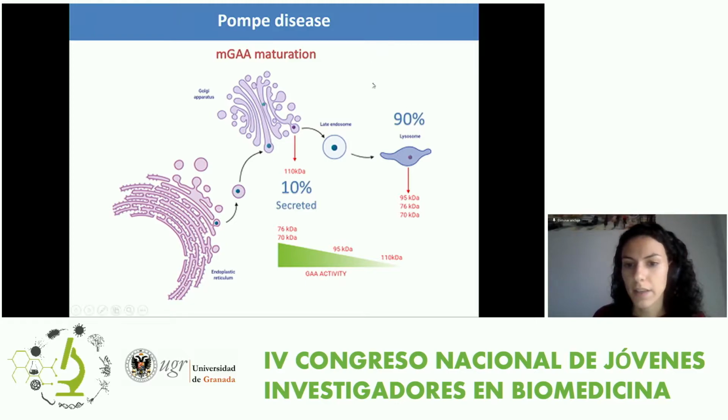The pathway to the lysosome accounts for around 90% of the total protein. However, 10% of the protein is secreted outside of the cell, like the precursor form. And we have to take this into account because this protein that is secreted can be uptaken by the cells that are surrounding.